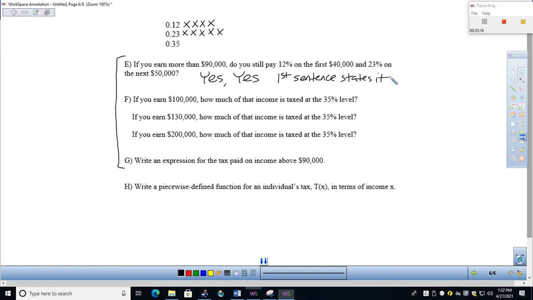Okay, let's go get them. So letter F. If you earn 100 grand, so I've got 90 in my table. Here's one more. There's 100. How much of that is taxed at the 35%? Well, it looks like only 10 grand, right?